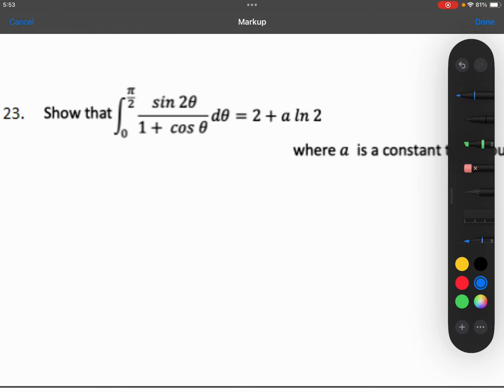Question 23. We need to show that the integral of sine 2x over 1 plus cos x dx between 0 and pi/2 is 2 plus ln 2. First thing, this sine 2 theta, I noticed that the 2 theta is not the same as the theta on the bottom, so I'm going to do something with that double angle. So let me rewrite my numerator as 2 sine theta cos theta.